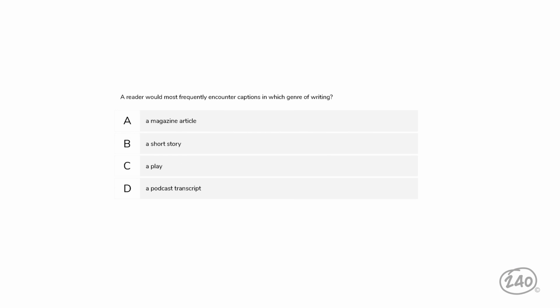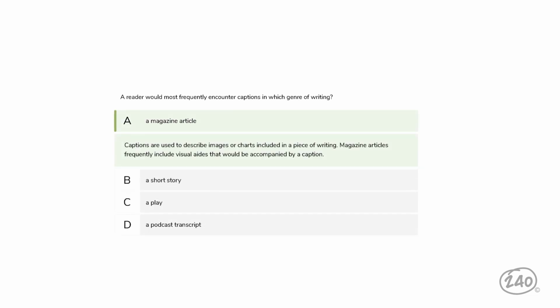A reader would most frequently encounter captions in which genre of writing? A magazine article, a short story, a play, or a podcast transcript? Out of these choices, a magazine article is the best one. Magazine articles frequently include visuals that could be accompanied by captions.